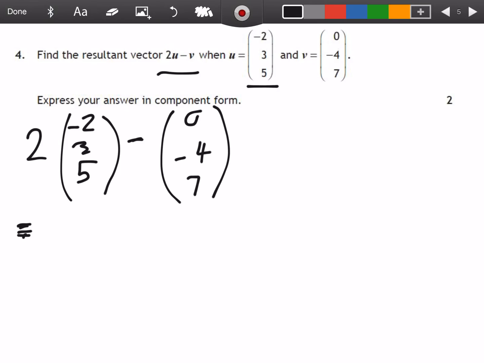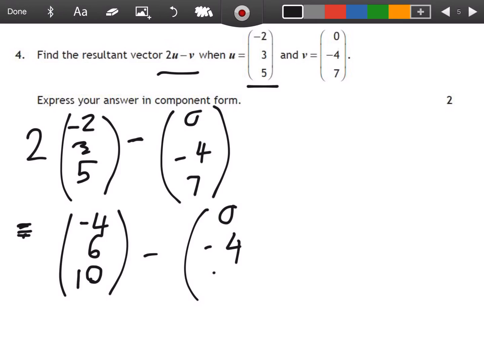By multiplying it by 2, that number 2 at the front, we multiply all the components, all the numbers in the bracket, by 2. So it gives us a minus 4, it gives us a 6 and it gives us a 10. Looks like a dodgy 10 now. Let's see if I can make it look a better 10. Here we go. Right, and now we're going to subtract the vector v.